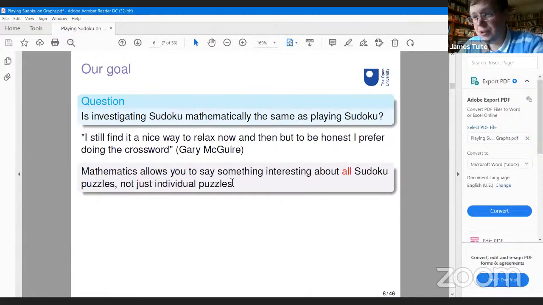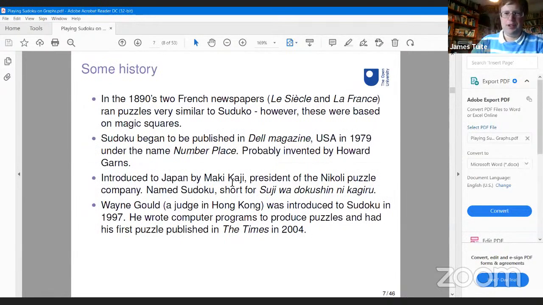And to show the difference, and I'm going to perhaps alienate my audience a little bit here, I don't really enjoy Sudoku, and I've never played a puzzle in my life. But that doesn't stop me from analyzing them mathematically, which I do find interesting. So if I quote here Gary Maguire, and you'll find out why he's important in the story later, he said, "I still find it a nice way to relax now and then, but to be honest, I prefer doing the crossword." So he's the big guy in Sudoku mathematics. I'll just give you a little bit of history.